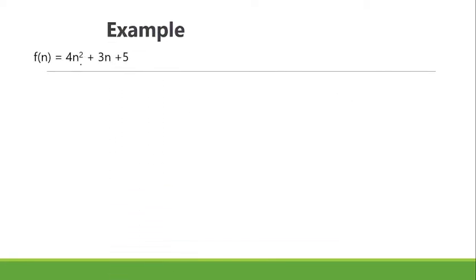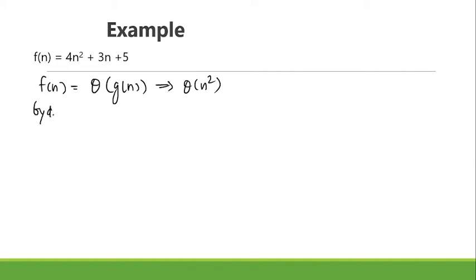So we've been given f of n equal to 4n square plus 3n plus 5. So what we want to show? We want to show f of n is equal to theta of g of n, or of the order of g of n. Here g of n will obviously be n square because highest exponent term, drop the coefficient. Okay, so we want to show f of n is equal to theta of n square. That's what we want to show.